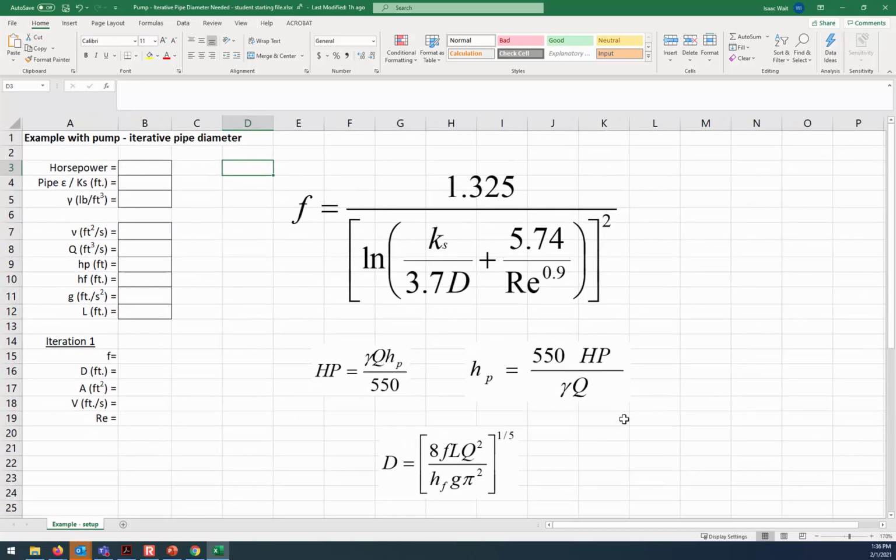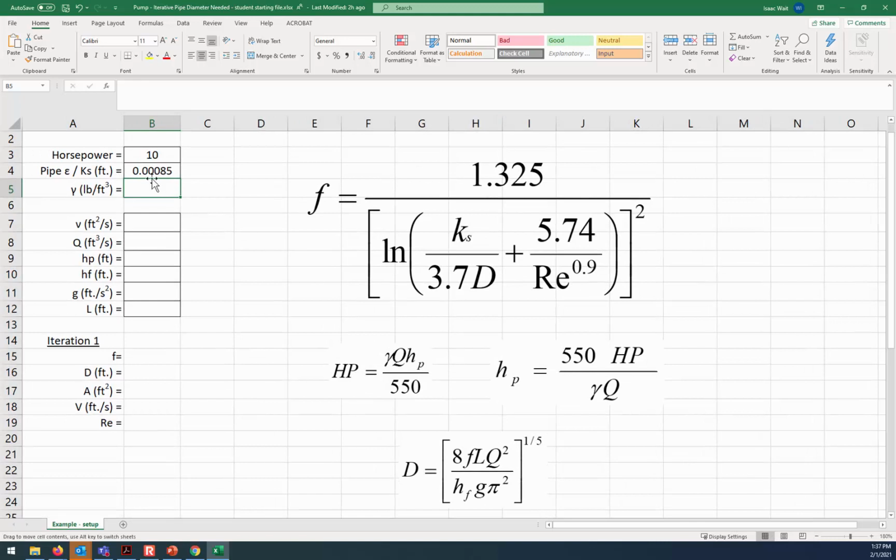Alright, so here's the template file. We've got all the formulas that we're going to use, and let's fill in the known data to begin. Our pump is 10 horsepower. The equivalent sand roughness of this cast iron pipe, the problem statement tells us, is 0.00085. Okay? And then the unit weight of water, gamma, 62.37 pounds of force per cubic foot.